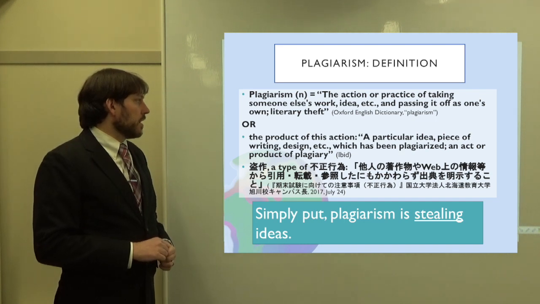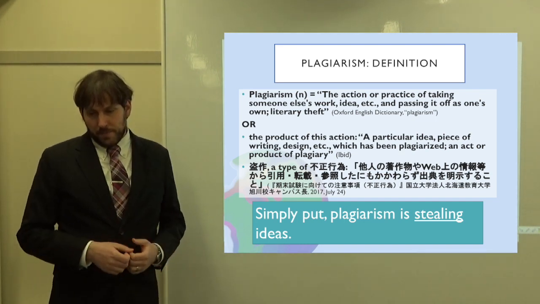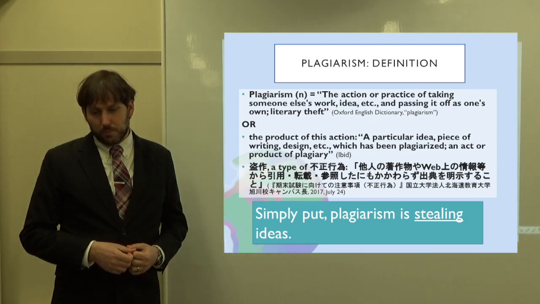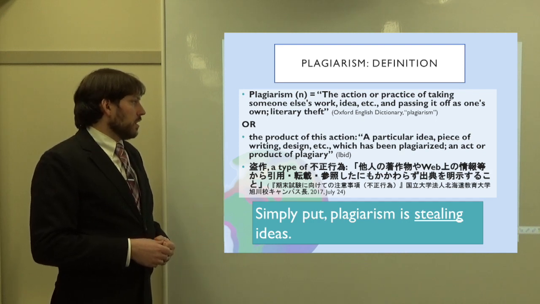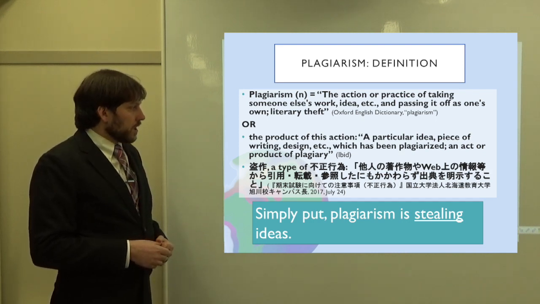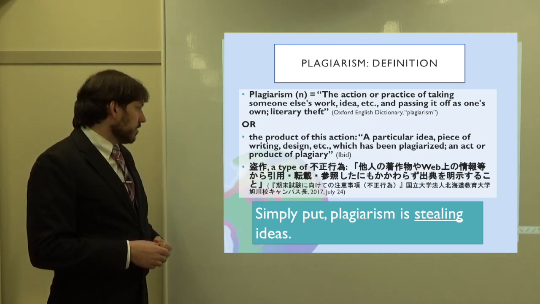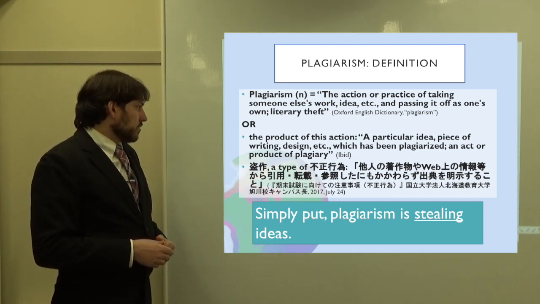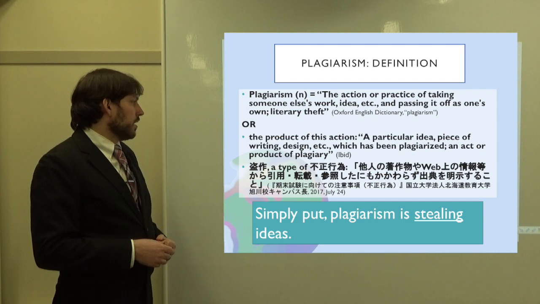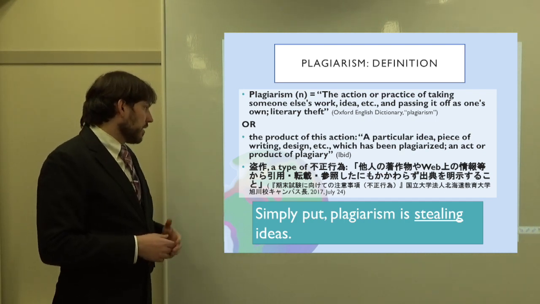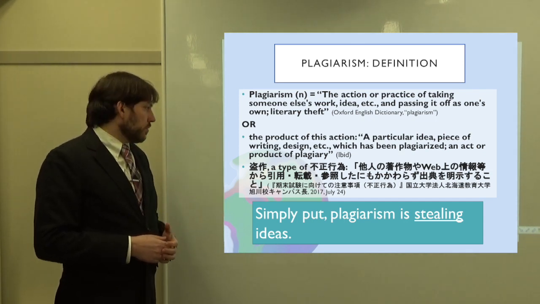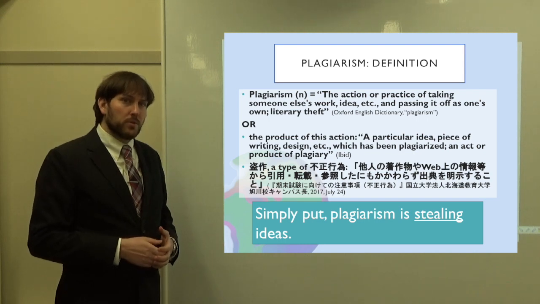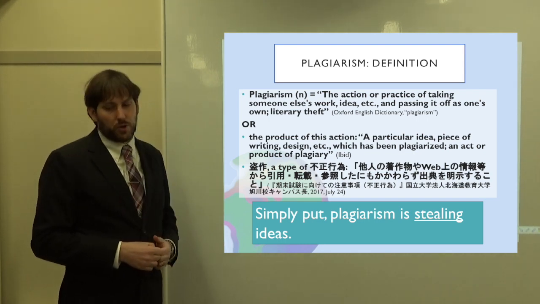A particular idea, piece of writing, design, etc., which has been plagiarized. An act or product of plagiarism. So this is tosaku. This is a type of fusei koi. Hoka no chousa mono ya web 上の情報などから引用、転載、参照したにもかかわらず、出典を明示すること。This is a quotation from the rules at my university for what you're supposed to do. You are required, whether you quote or whether you reference or whether you merely used it to get an idea, to mention where things appear.